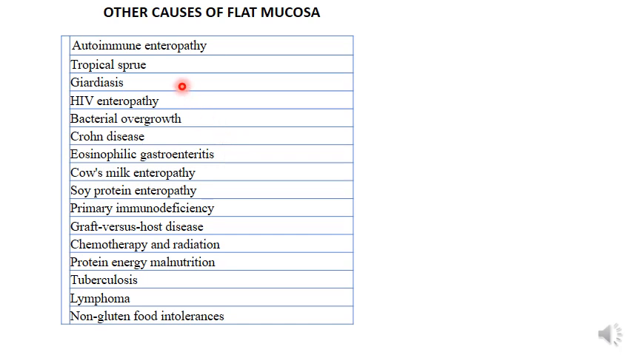Other causes of flat mucosa: on jejunal biopsy you see subtotal or total villus atrophy. It is not unique to celiac disease. It may be seen in other problems like autoimmune enteropathy, tropical sprue, giardiasis, HIV enteropathy, bacterial overgrowth, inflammatory bowel disease, Crohn's disease, eosinophilic gastroenteritis, cow's milk protein intolerance, soy protein enteropathy, primary immunodeficiency, whether agammaglobulinemia, severe combined immunodeficiency, and so on. Graft-versus-host disease, chemotherapy and radiation, protein-losing enteropathy, protein energy malnutrition, a case of kwashiorkor, tuberculosis of the intestine, lymphoma, and non-gluten food intolerance.